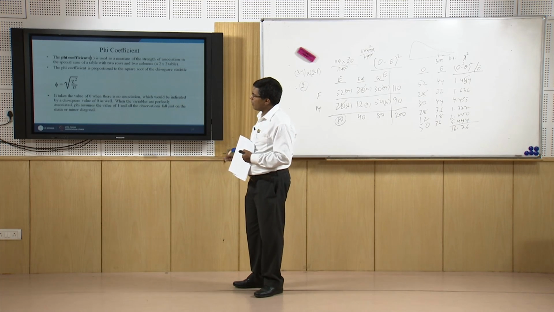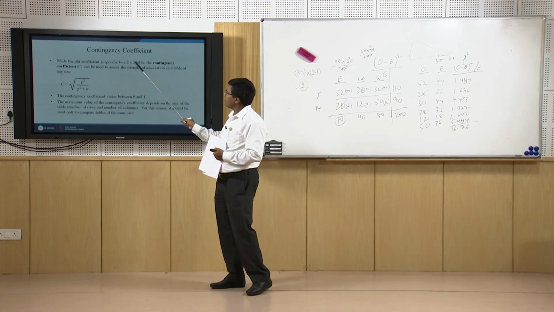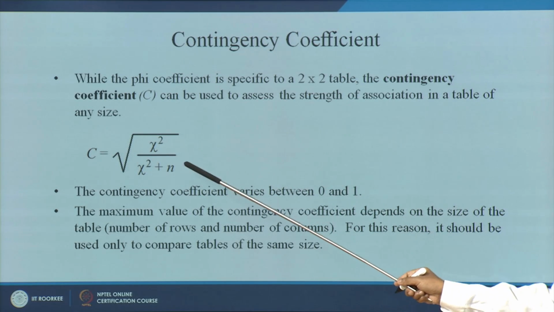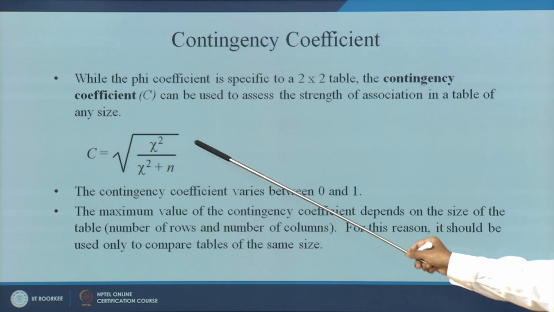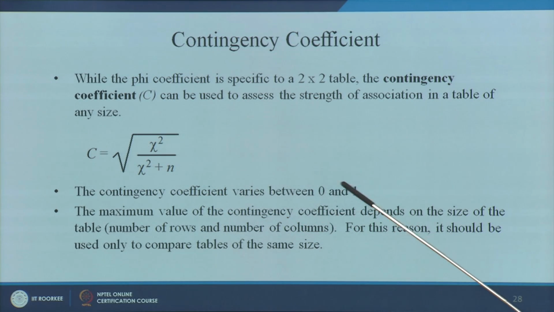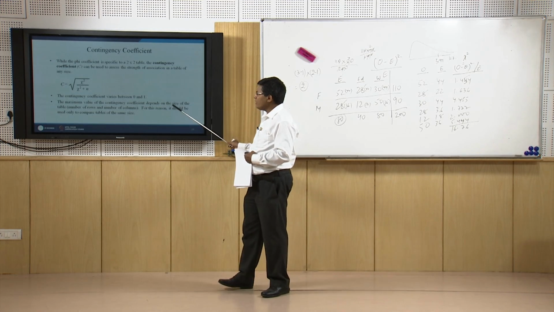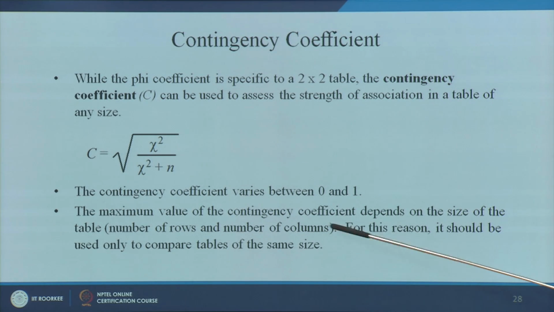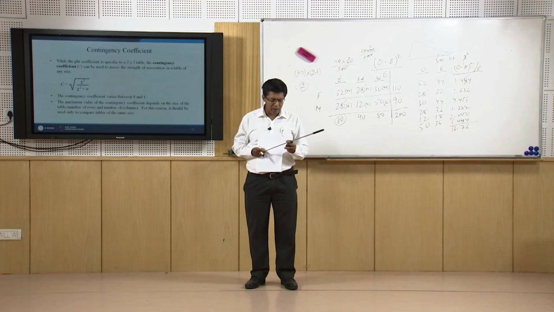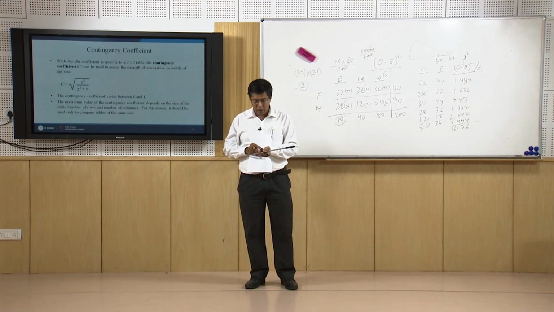One more value that you see is called the contingency coefficient, right. This is shown as C, which is nothing but the root of chi-square divided by chi-square plus n. It varies again between 0 and 1. The maximum value of the contingency coefficient, and I am saying this because you might require it to write down in a research paper, depends on the size of the table, the number of rows and number of columns, right. For this reason it is to be used only to compare tables of the same size. If you have tables of different sizes, then you cannot compare them, right.